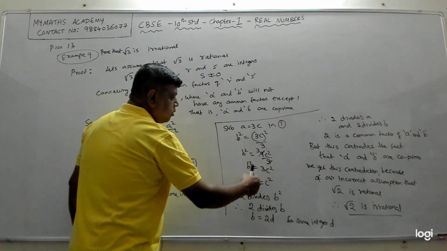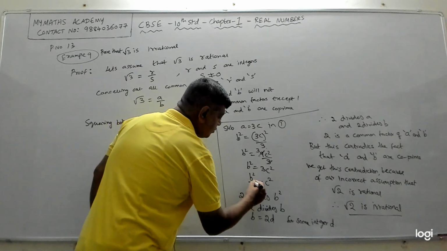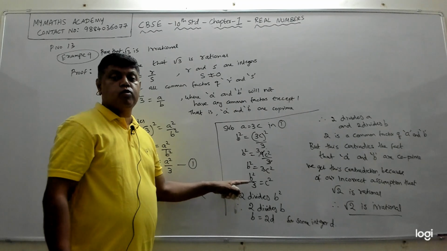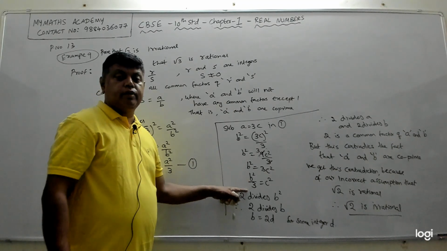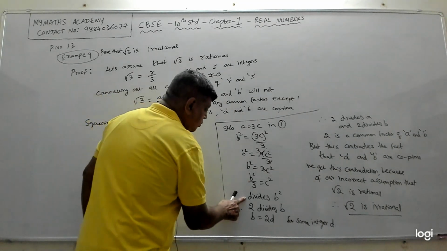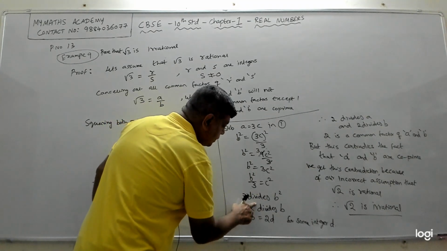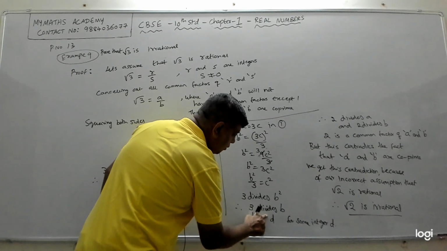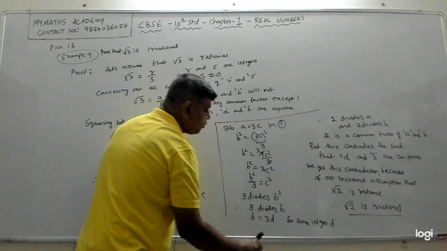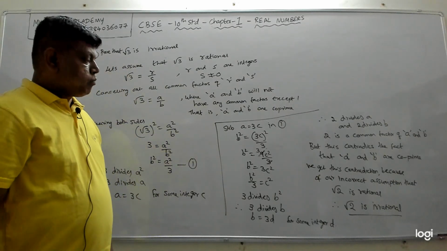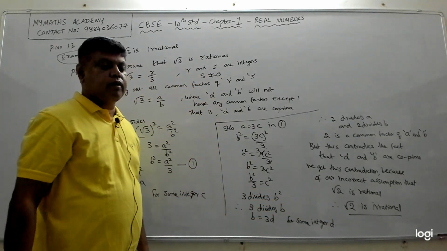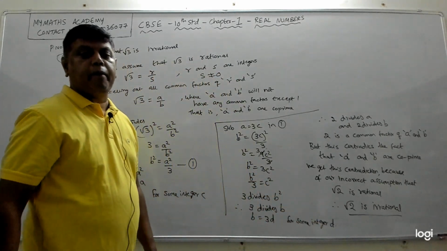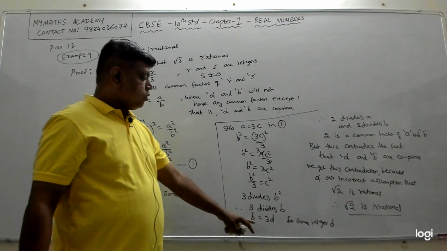Now 3 divides b square. What is the meaning of this? 3 is dividing b square. Therefore, we can say 3 divides b, which means b is also a multiple of 3. So I can write b as 3 into some integer d. Right? b is equal to 3d.